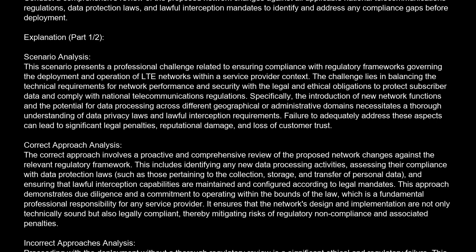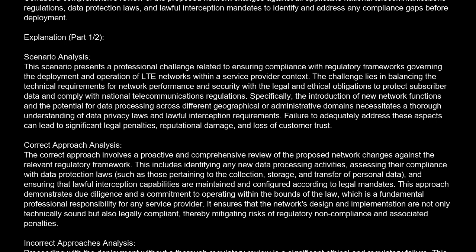The challenge lies in balancing the technical requirements for network performance and security with the legal and ethical obligations to protect subscriber data and comply with national telecommunications regulations. Specifically, the introduction of new network functions and the potential for data processing across different geographical or administrative domains necessitates a thorough understanding of data privacy laws and lawful interception requirements. Failure to adequately address these aspects can lead to significant legal penalties, reputational damage, and loss of customer trust.